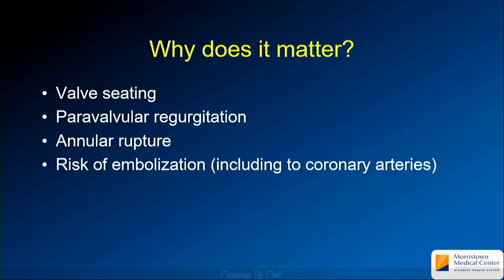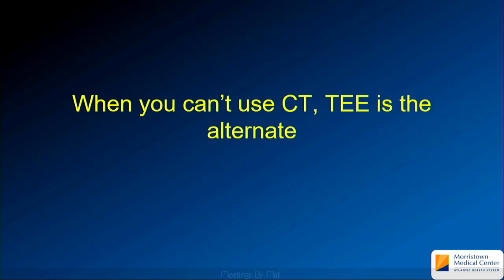Now, why does this matter? Well, it's going to affect valve seating, potentially. Therefore, it may have an impact on paravalvular regurgitation. If there's a little spicule, particularly with a balloon expandable valve, you can use that as kind of an ice pick, with the end result being annular rupture. And of course, it can influence the risk of embolization, whether it's the valve itself or whether it's debris that can go to the coronary arteries.